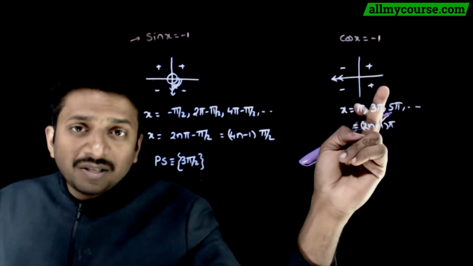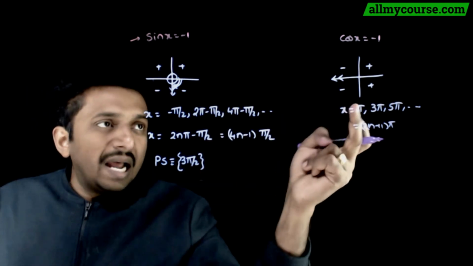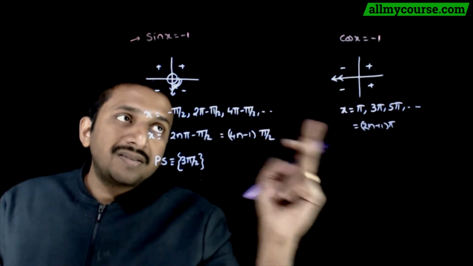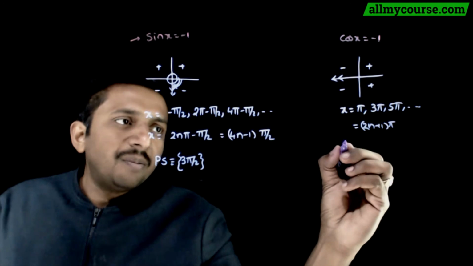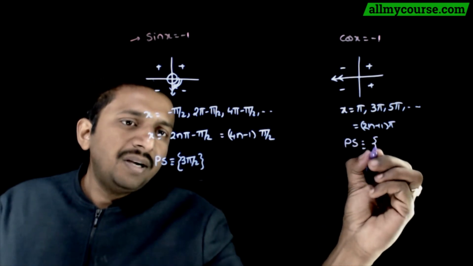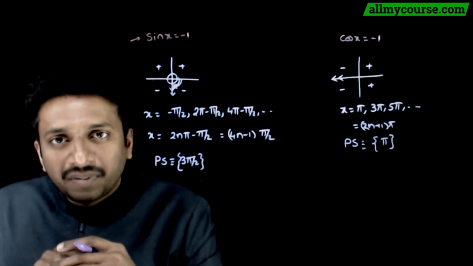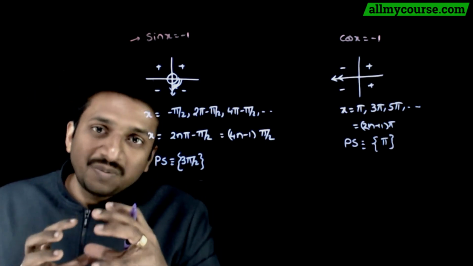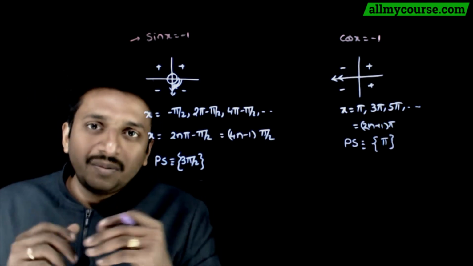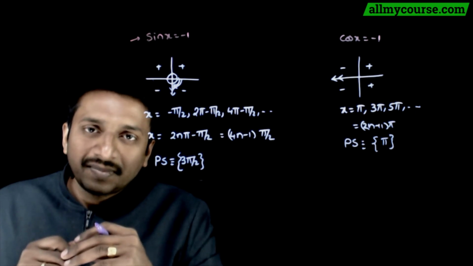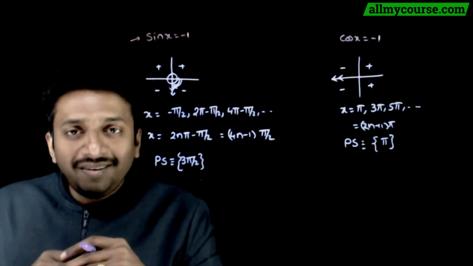So at even multiples of pi, cos x is equal to plus 1. At odd multiples of pi, cos x is equal to minus 1. And the principal solution is nothing but pi. We have only one principal solution. So I hope you have understood the difference between the general solution and the principal solution. So now we can move on to the next topic.